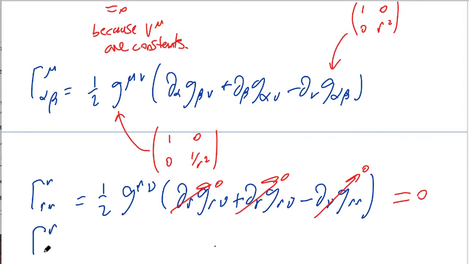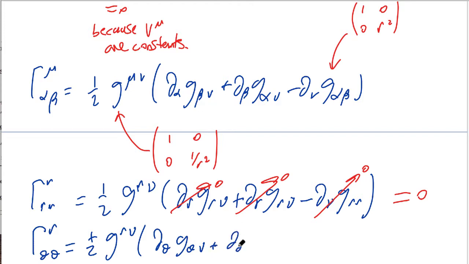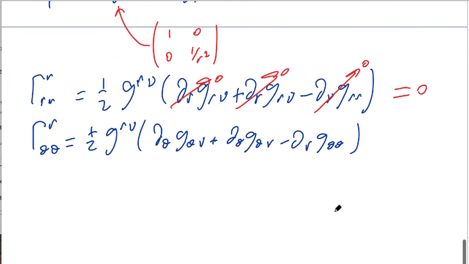Let's look at gamma r theta theta. This is 1/2 g r nu partial theta g theta nu. I'm just inserting theta for alpha and beta here, plus partial theta g theta nu minus partial nu g theta theta. Now in this case, notice that we're summing over nu, so nu takes on values r and then theta, but g is diagonal, g inverse is diagonal, so the only term in the sum over nu that survives is the term when nu is equal to r. So we can set nu equal to r here, here, everywhere. But g theta r is 0, so these terms are 0. The only term that survives is this one. G theta theta, remember, is r squared.